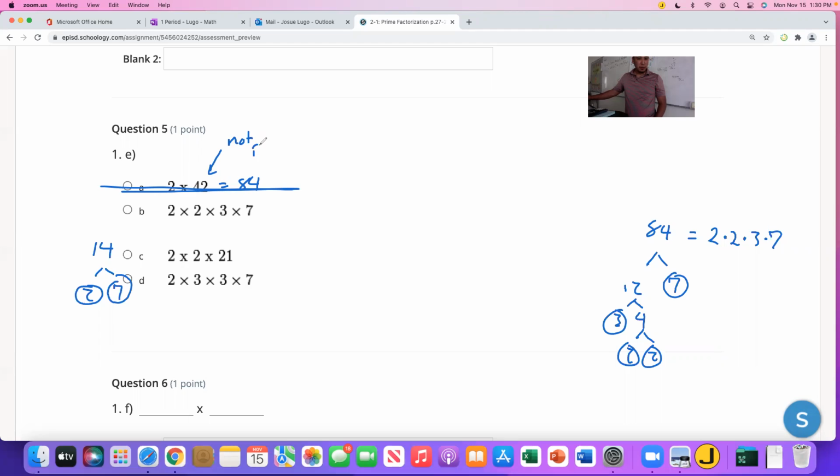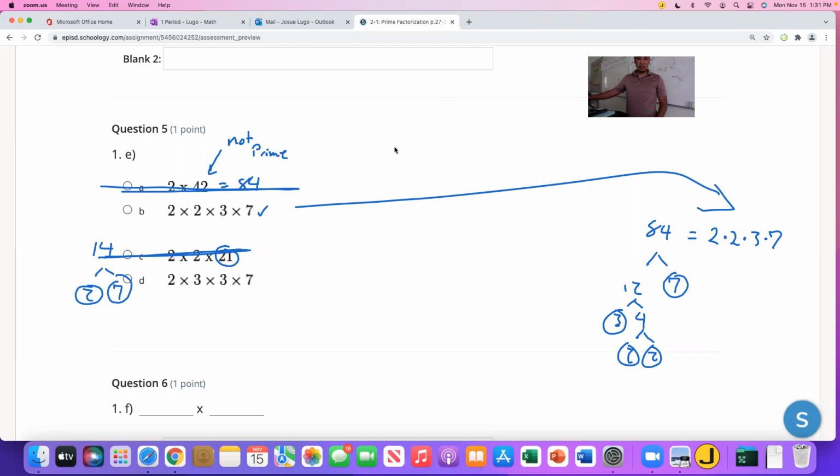It's not prime. Remember, a prime factorization is only the prime factors. If you see a number that is not prime, then that cannot be it. In fact, looking at C, I see a 21. I know 21 is not prime, so that by definition cannot be a prime factorization. So now I'm left between this one and this one. Well, this looks very similar to what I have here. And 2 times 2 is 4, 4 times 3 is 12, 12 times 7 is 84. So that makes total sense.